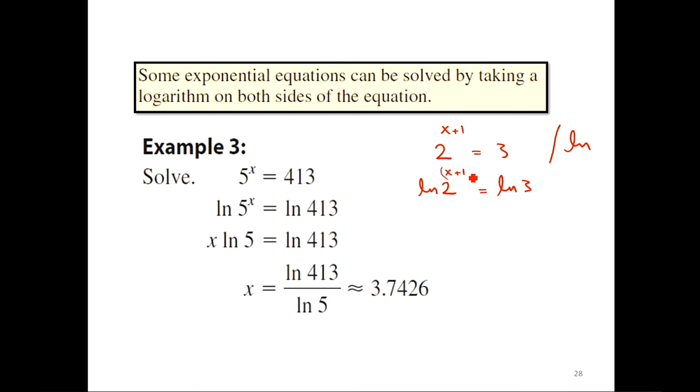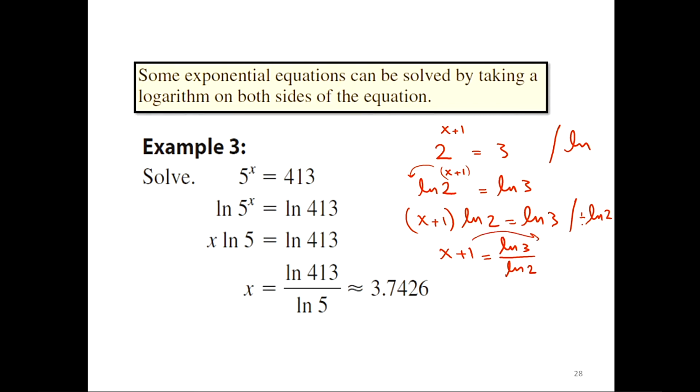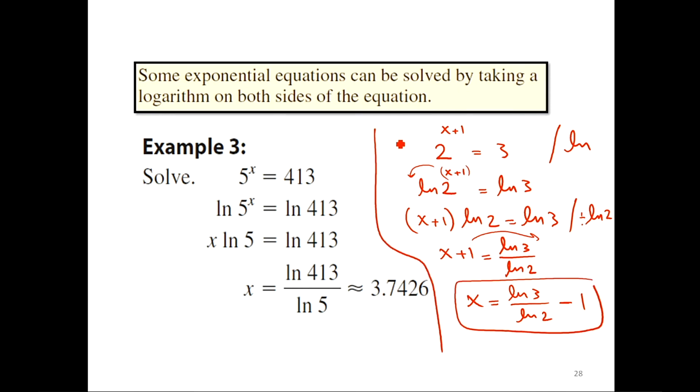Okay, after that, this is an exponent, so put it outside the ln. So we have x plus 1 outside, times ln 2, equal to ln 3. Firstly, to move ln 2, divide by ln 2. So we have x plus 1 equal to ln 3 over ln 2. Now put the 1 on the other side, so we have x equal to ln 3 over ln 2 minus 1. This is the value of x. This is another example, okay?